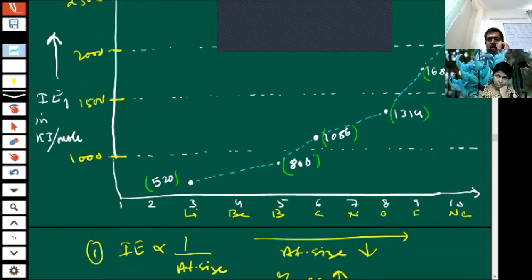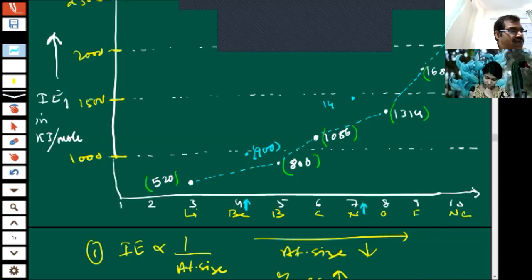But children, you have to observe carefully. See, what you have to be careful about is beryllium. I have not given the value of beryllium and I have not given the value of nitrogen. So the beryllium value is somewhat on the top side, nearly 900. And for nitrogen it is somewhat 1402. Okay, children.